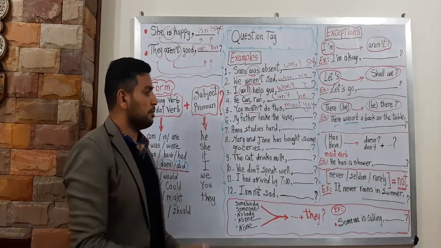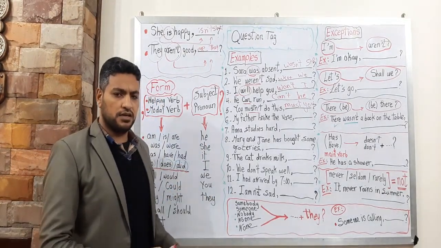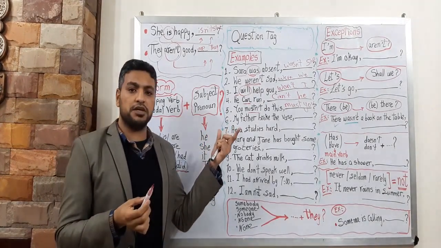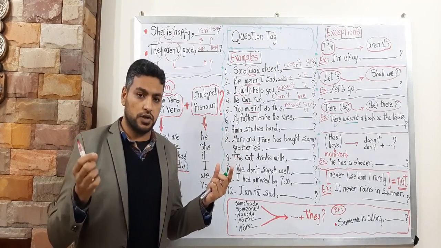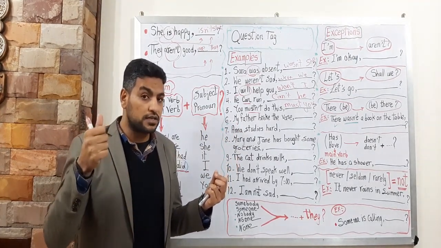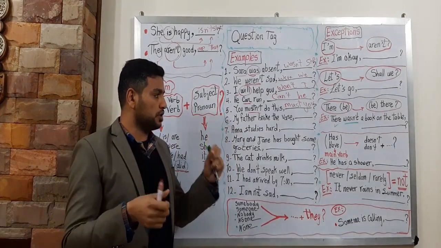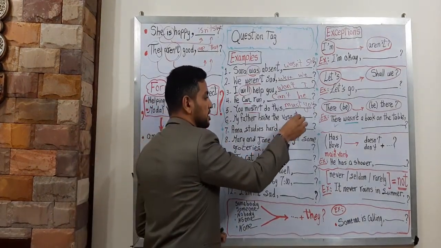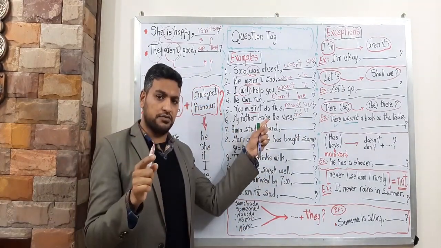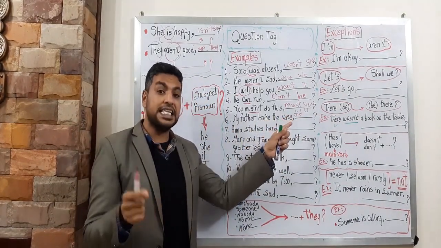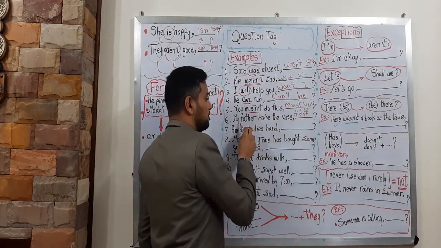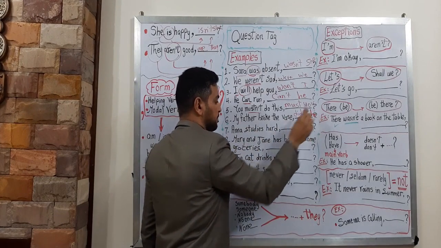So number 6, my father broke the vase. The sentence is in the past simple, so the auxiliary verb or helping verb is hidden here. What's the helping verb of past simple? It's did. So my father broke the vase, it will be did. But concentrate, the sentence is positive, so the question tag will be negative: didn't. So, my father, didn't he.